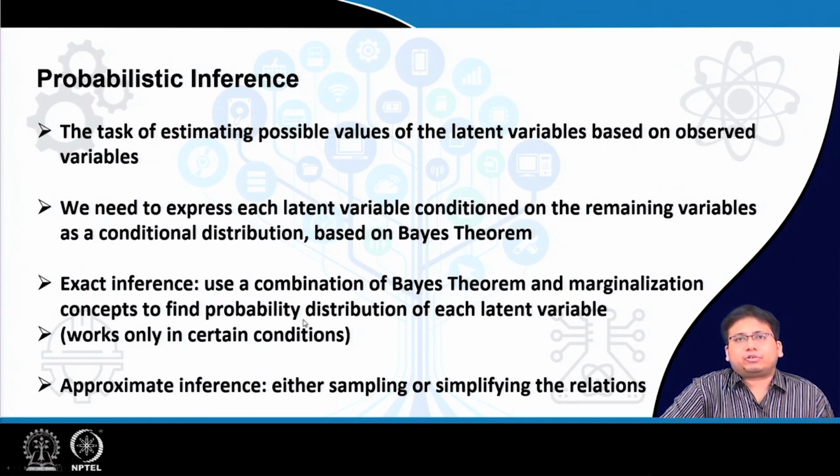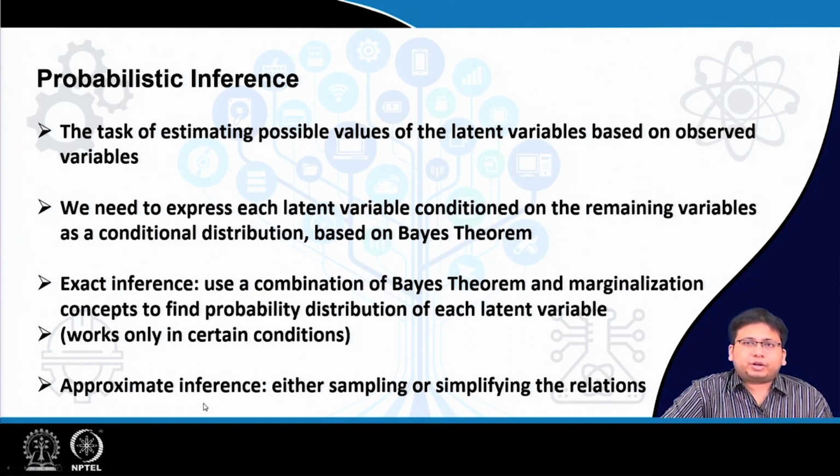One is the exact inference, which uses a combination of Bayes theorem and the concept of marginalization, which allows us to find the probability distribution of each latent variable. That is, there is this variable elimination algorithm where you use the concept of marginalization repeatedly to eliminate the other variables and come to the marginal distribution of every latent variable, of course conditioned on the observed variables.